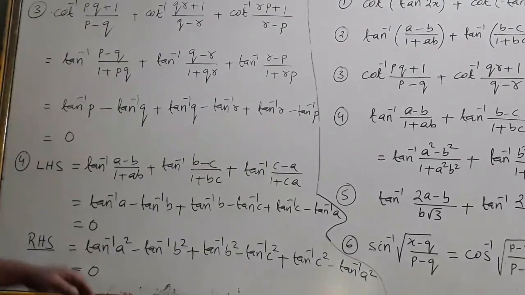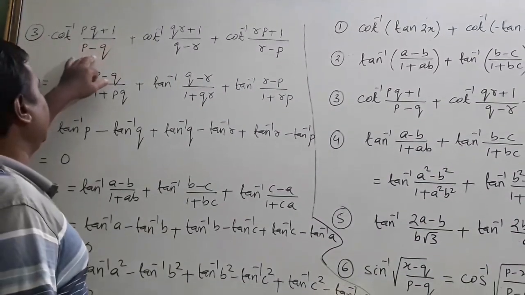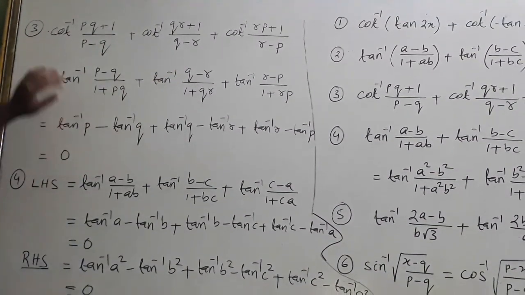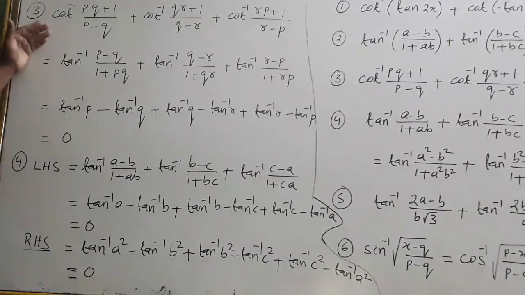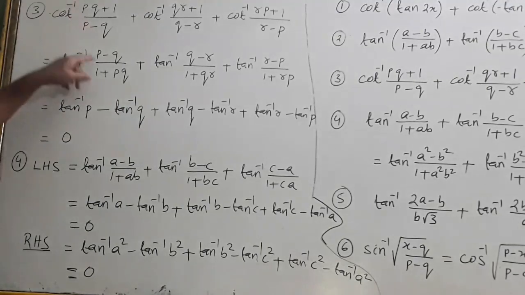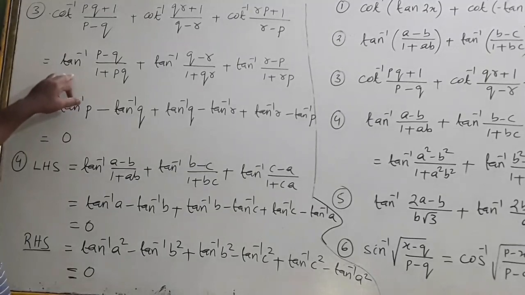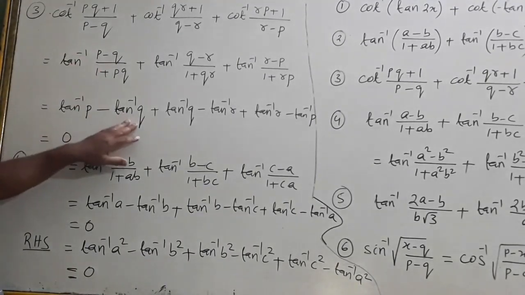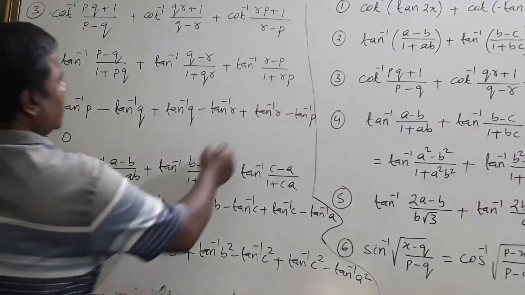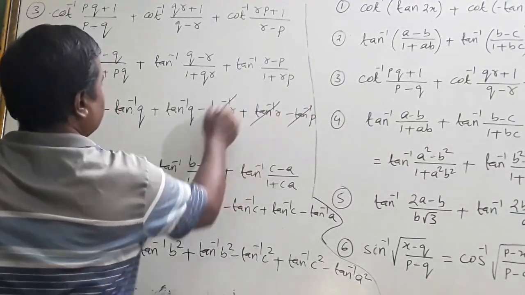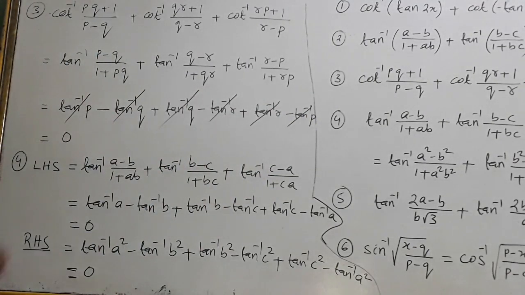Okay. Now for problem number 3, it is cot inverse of pq plus 1 by p minus q plus that and that. You can convert it to cot form, but I am converting it to tan inverse. Tan inverse p minus q by 1 plus pq, then tan inverse that, and you know this is the formula of tan inverse p minus tan inverse q. This is tan inverse this plus tan inverse that. You can cancel tan inverse r, tan inverse 1, tan inverse p, tan inverse q. Okay, and the result is what?